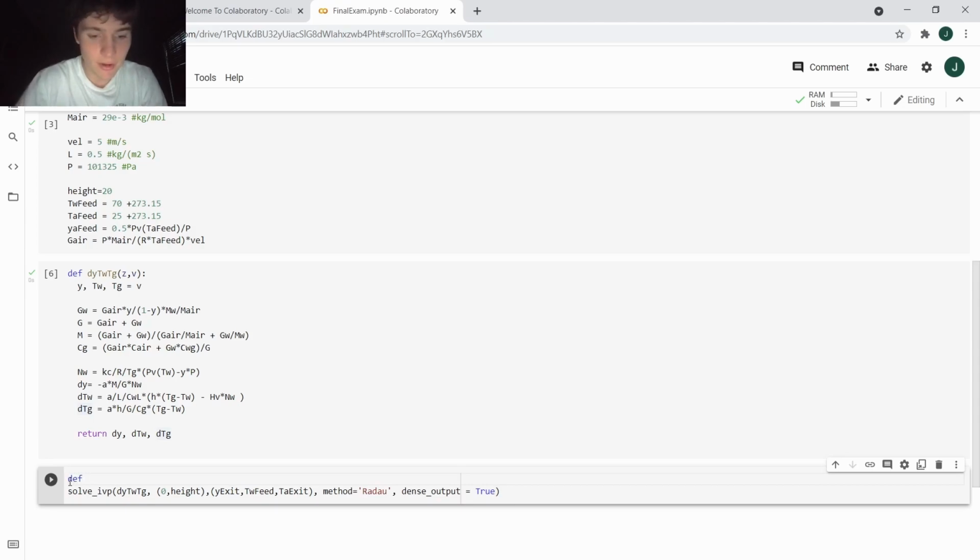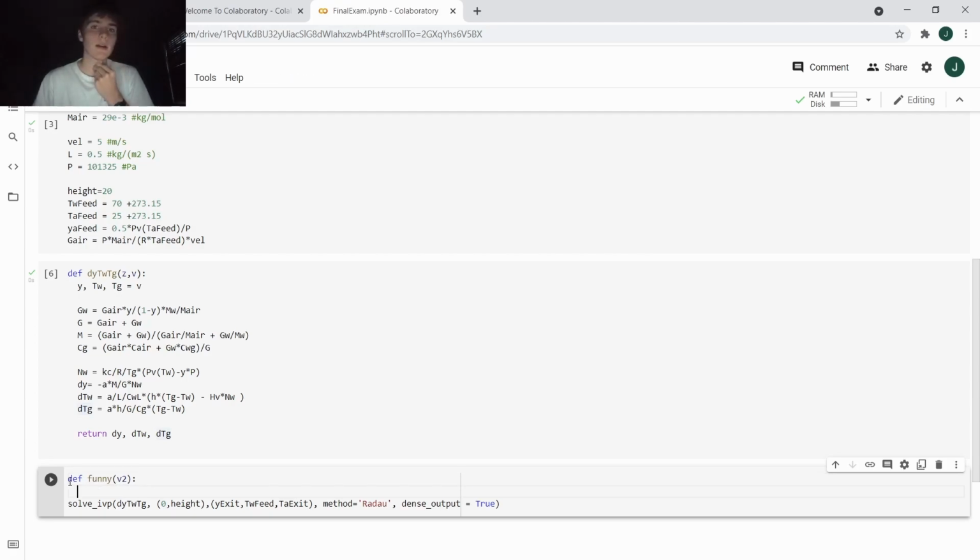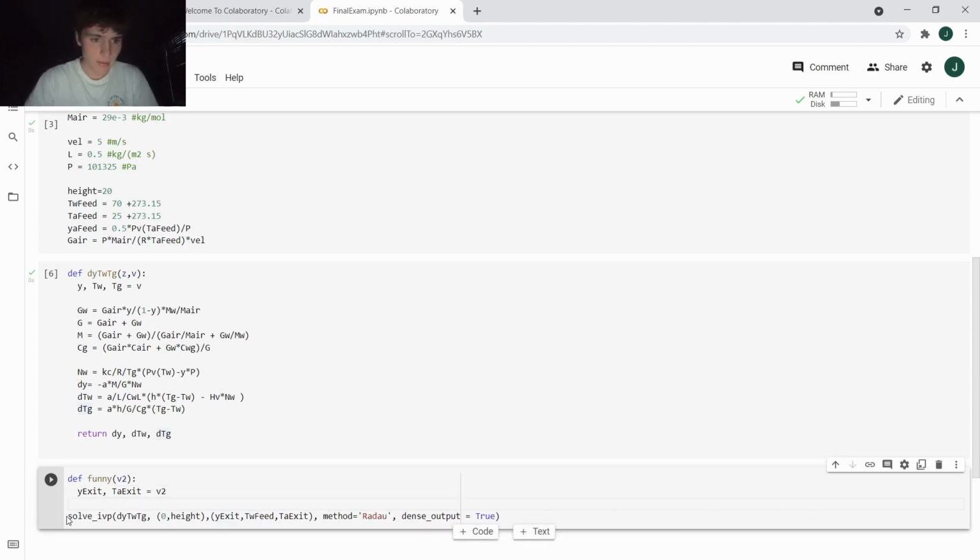So I'll just define, I'll call it funny function, whatever you want to call it, and that's going to take in some parameters v2. So what are these? We want it to take in the exit conditions of the air. So it would be y exit and temperature air exit is equal to v2. And then we would want to solve this. So the solution equal to this.